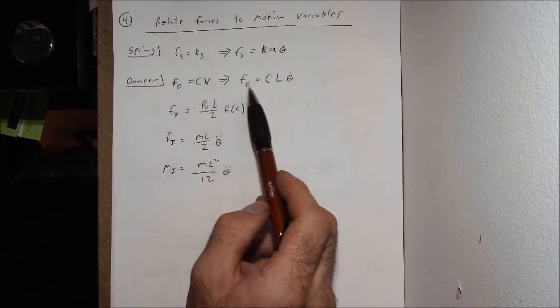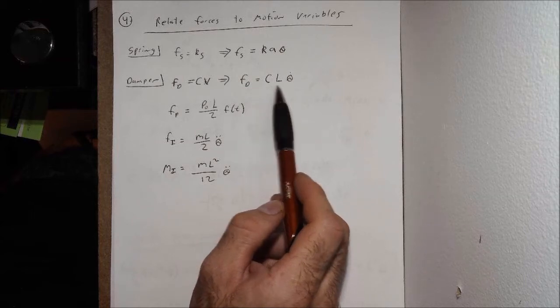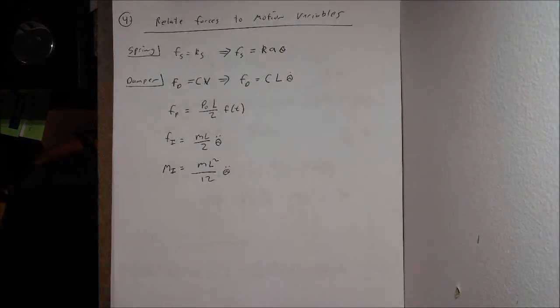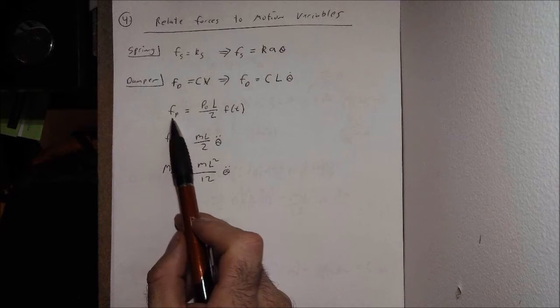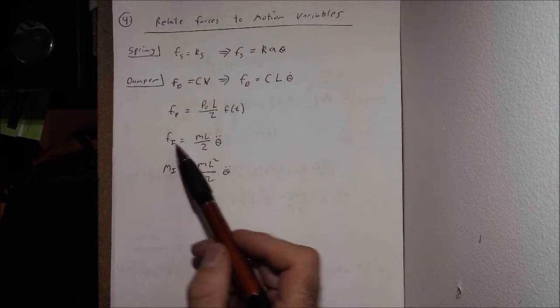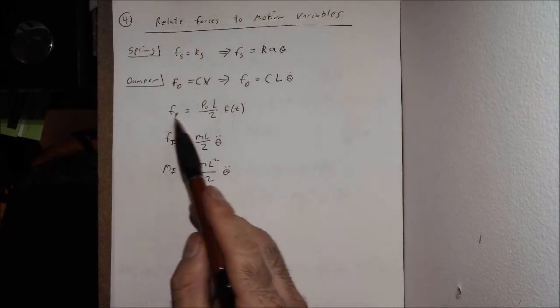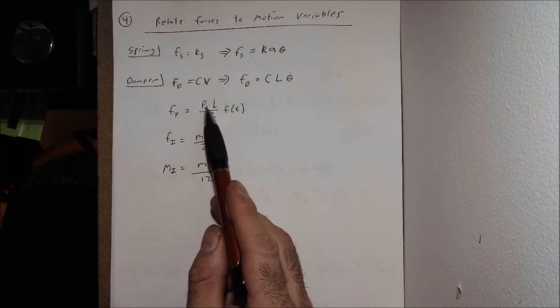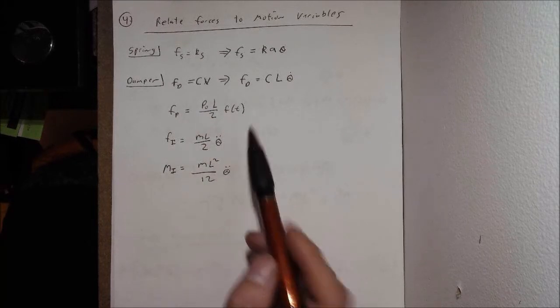F sub D is normally equal to cv. For our case here, F sub D is equal to cL times our theta dot. So we also again have this now. We relate their forces here, our F sub P force, our F sub I inertial force, and our moment there. F sub P is equal to P naught times L over 2 times f of t.